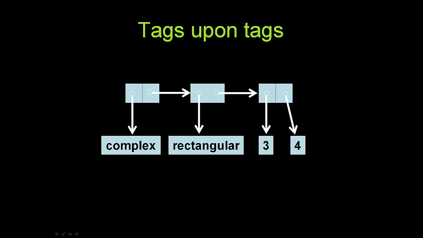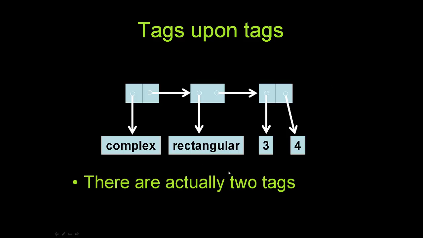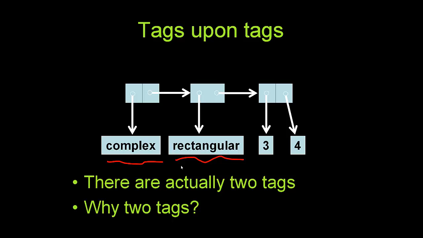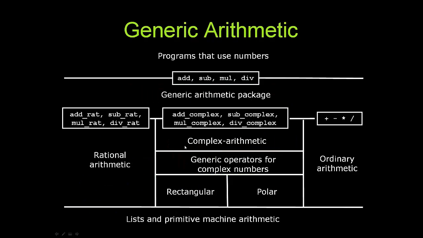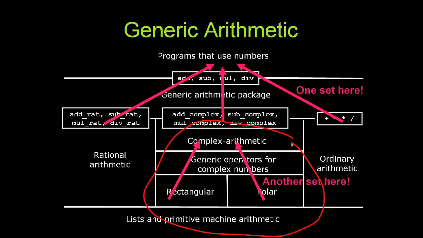Alright, let's take a look at how the data will look in this world. This particular picture here is an example of data. Now there are two sets of tags: there is a rectangular tag and there's a complex tag. Why are there two tags? Well, it turns out that we need one set of tags at this level. When we look at the data object, we know whether it's a rational number object, a complex number object, or an ordinary number object. But if it's a complex number object, that means you're in this space here, and you will need another tag to tell you whether it's a rectangular representation or polar representation. So you have two sets of tags.